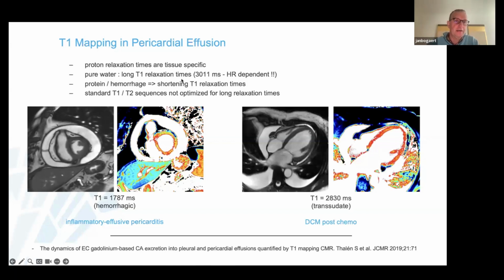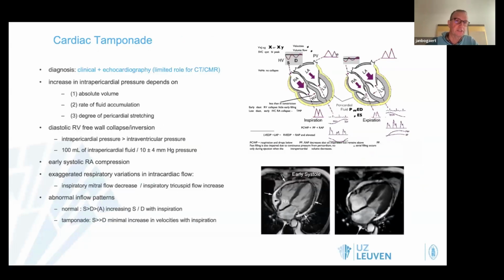And typically, the higher the T1 relaxation time, the more likely it is that you have to deal with pure water. Studies have shown that if on 1.5 the relaxation time is more than 3,000, it's likely that it's a transudate. The lower it gets, for instance, in this example, we measured a T1 relaxation time of around 1,800 milliseconds, and this was a hemorrhagic effusion. So it's also of interest to mention the relaxation time in your report.